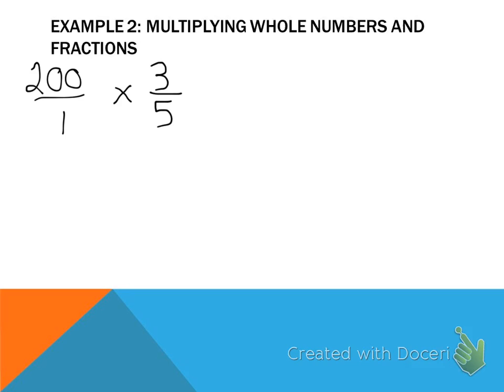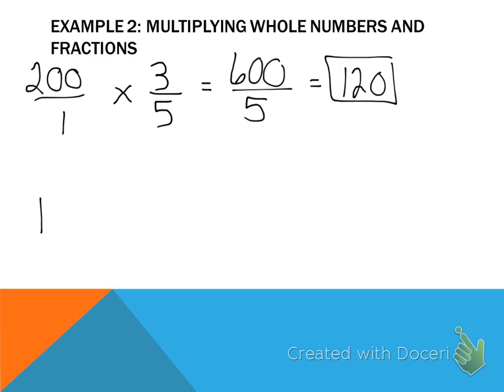Now at this point, I can look and see if I can cross-reduce. Could I cross-reduce these? Yes. 5 can go into 200. How many times? Anybody know? 40 times. And then 40 times 3 is what? 120. Or if you don't catch that you could cross-reduce, you can simply multiply it out and you still get 120. So either way. Now, if you cross-reduce from the beginning, it makes it a little easier to solve. You don't have to deal with such big numbers, but either way is going to be fine.